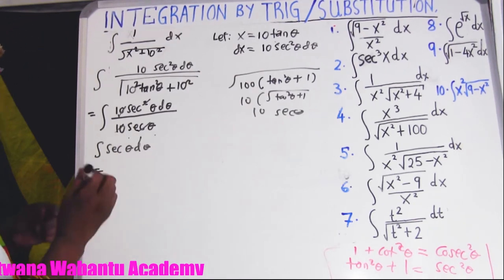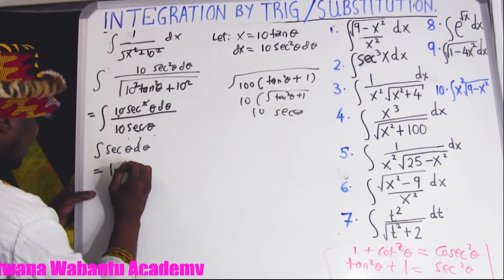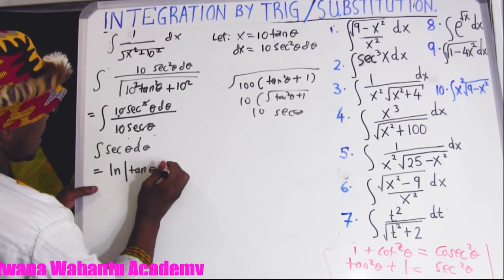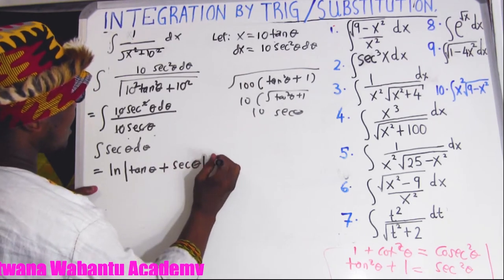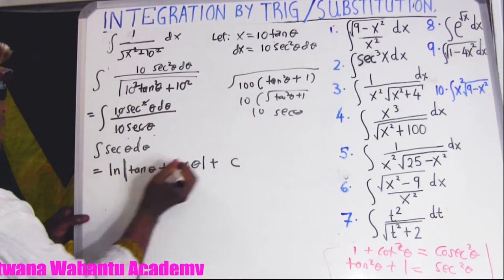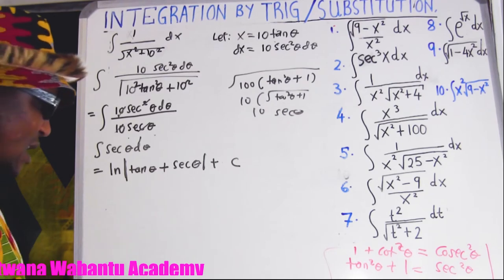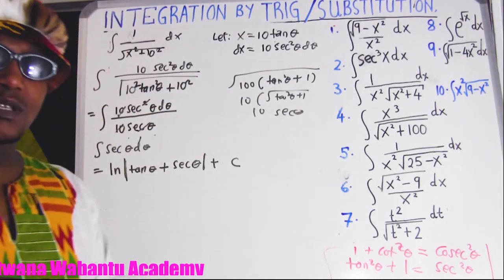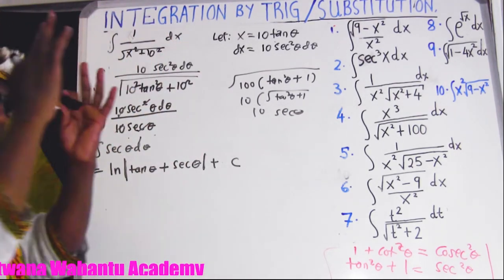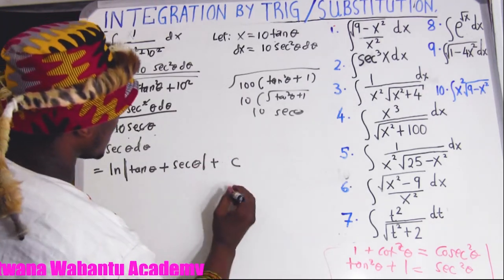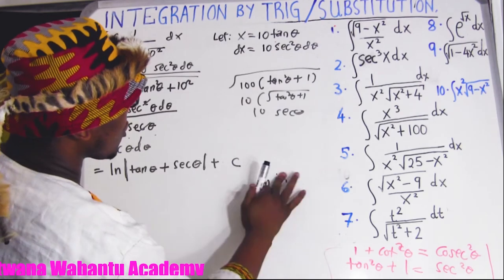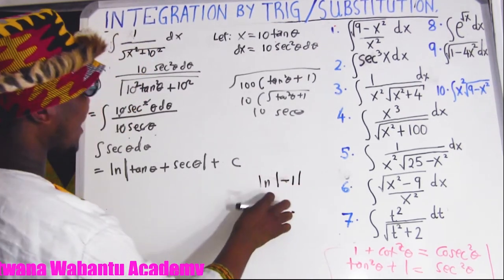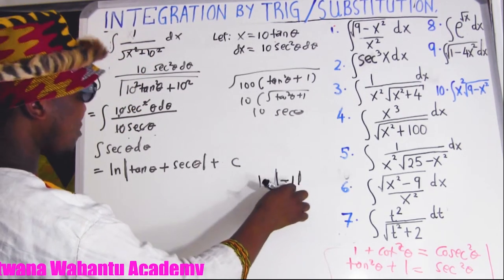But we know when you integrate sec, you get ln of the absolute value of tan theta plus sec theta, plus c. Make sure you put your absolute value whenever you have a ln, because anything which comes out of the absolute value is always positive. You can never have a ln of a negative. So you put absolute value, and even if it's negative, it's going to come out as positive.